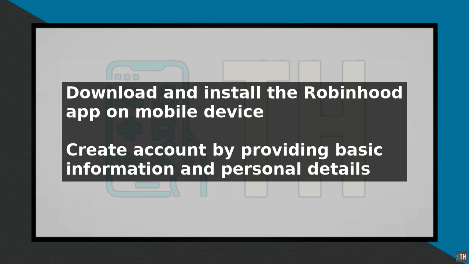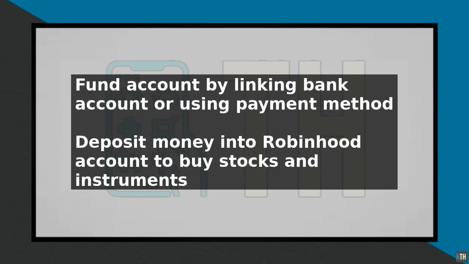First, create an account by providing some basic information such as your name, email address, and password. You will also need to provide some personal and financial information to comply with regulatory requirements. This information will be used to verify your identity and determine your eligibility to trade.